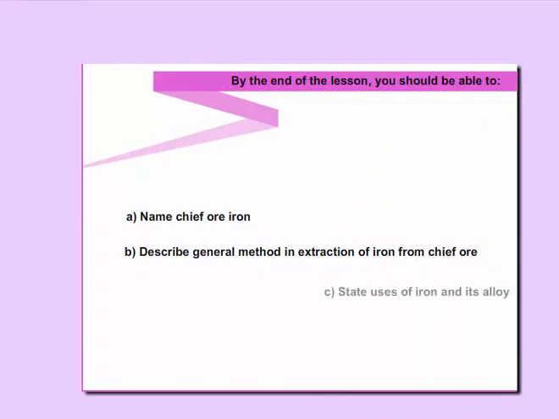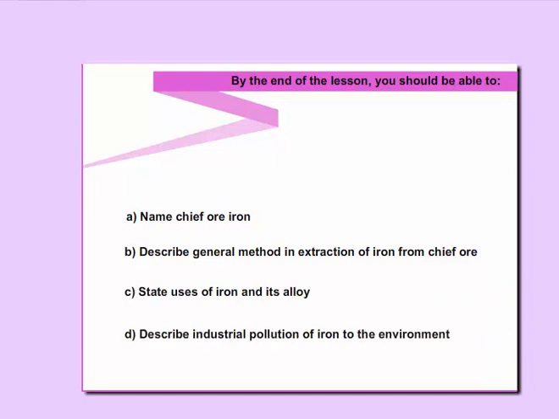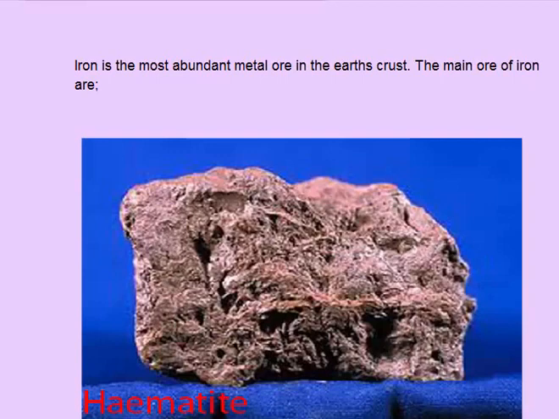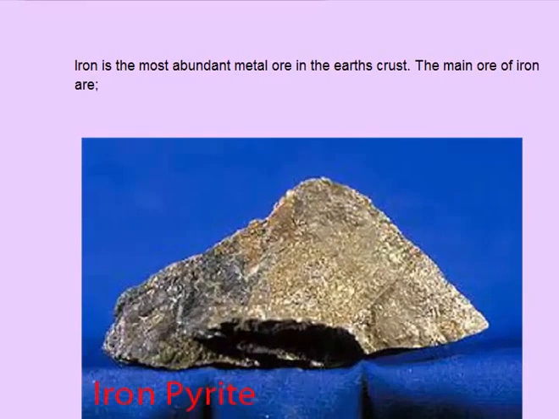By the end of this topic, you should be able to name the chief ore of iron, describe the general method in extraction of iron from its chief ore, state uses of iron and its alloys, and describe industrial pollution of iron to the environment. Iron is the most abundant metal ore in the Earth's crust.